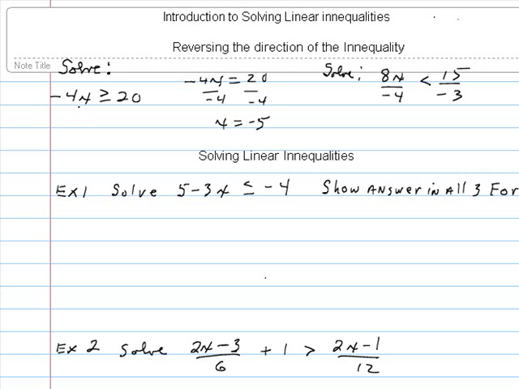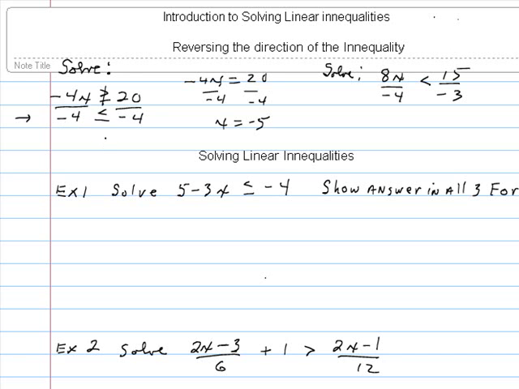In the inequality, negative 4x is greater than or equal to 20, I still do the step divide both sides by negative 4. However, with inequalities, anytime you multiply or divide both sides by a negative, now it's only multiplying and dividing, but if you multiply or divide both sides by a negative, that switches the direction of the inequality. As soon as I put down here divide by negative 4, this inequality stops going this way and starts going the opposite way.